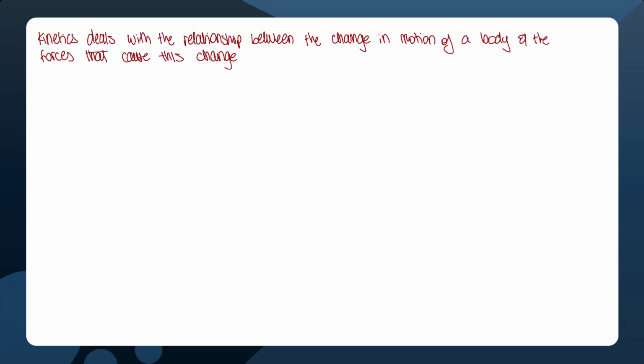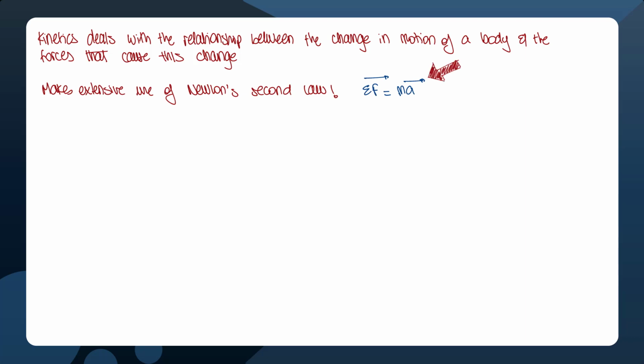We know that kinetics deals with the relationship between the change in motion of a body and the forces that cause this change. So what we're primarily interested in this chapter is the forces that cause motion. So we want to identify the different force components that cause a specific motion. And to do so, we'll make extensive use of Newton's second law, which states that sigma F is equal to ma.